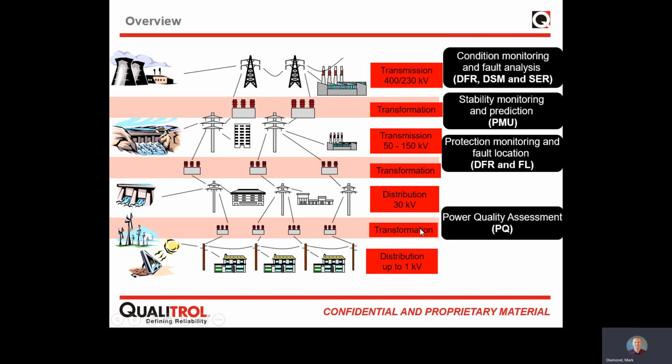If we look down to the distribution, there is another aspect that we need to look at from a grid monitoring point of view, and that is power quality. Now, power quality does go right down to the house level or the residential level, right up to 30 kV, and even at times into the 150 kV or just sub-transmission. And we're going to take a look at that aspect.